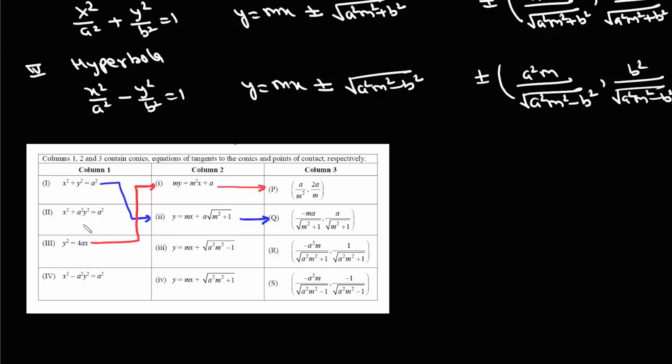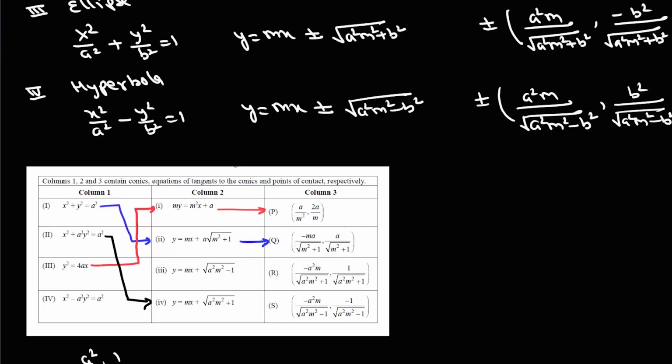Now the second equation is the equation of an ellipse with a square and 1. So here in this case, value of b is 1. And we know that equation of tangent is y equals mx plus minus under root a square m square plus b square. So it will be y equals mx plus minus under root a square m square plus 1. So that means this second will match with fourth. And here point of contact is given by a square m upon under root a square m square plus b square and minus b square upon under root of this, so it will be a square m upon under root a square m square plus 1 and minus 1 upon under root this.